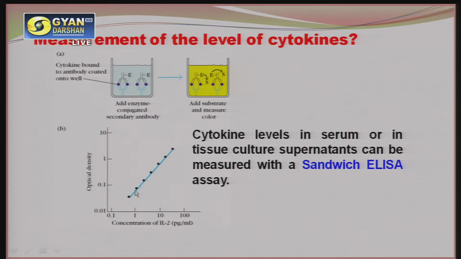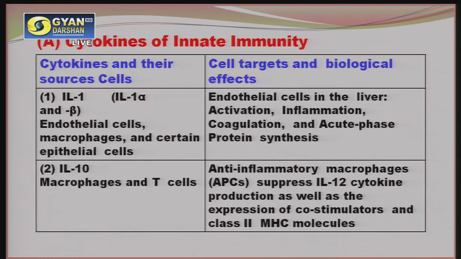samples. So we can make a standard curve. Ultimately we can plot the standard against the unknown, so we can decide the concentration of the cytokines in particular samples. So what is the concentration of the cytokines? We can decide with the help of the sandwich ELISA. We can measure the concentration inside the body.